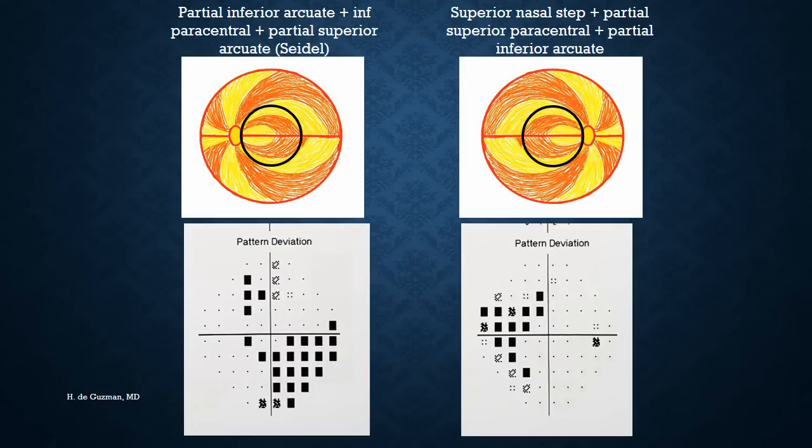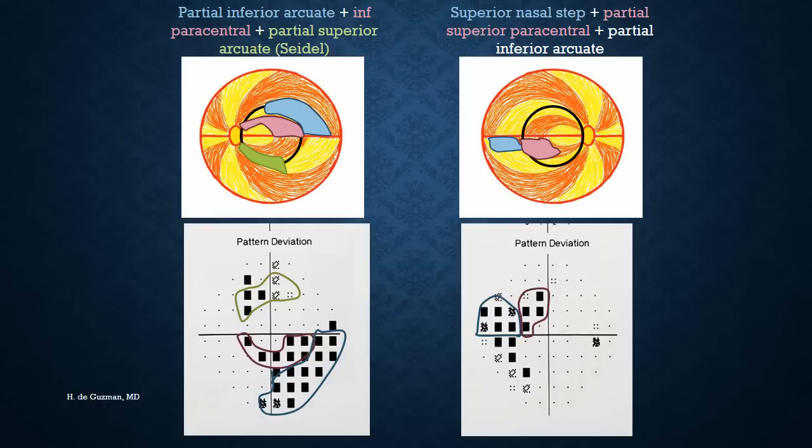It gets confusing when there are multiple defects in a single visual field, and the defects are all differing degrees or sizes, or they're not complete. Here is the partial inferior arcuate defect with the corresponding area of the retina affected, the inferior paracentral, and the partial superior arcuate. On the other side, there's a superior nasal step defect, a partial superior paracentral, partial inferior arcuate defect.